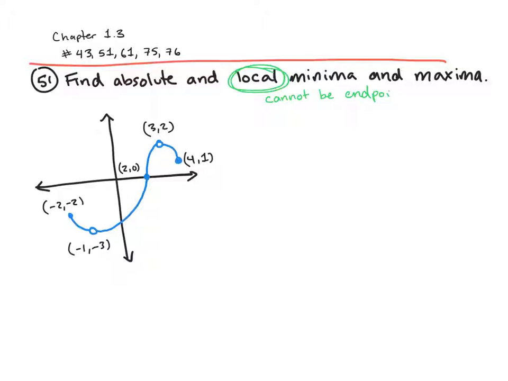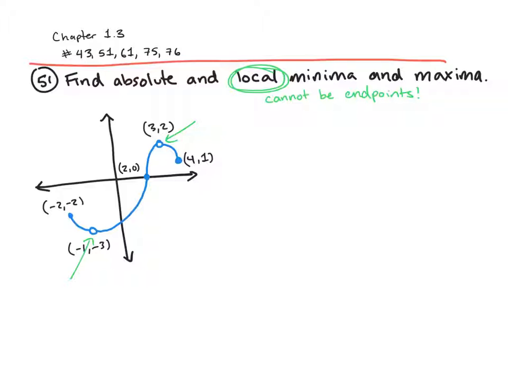So my endpoints are out of the game for local minima and maxima, which means I need to look and see where the function curves, where it's turning and creating a bottom and a top. So if I follow the function down right there, it turns and curves up, and right here. So these are the two spots that I'm looking at. Coincidentally, these are also the absolute top and the absolute bottom if I'm looking at the whole function.